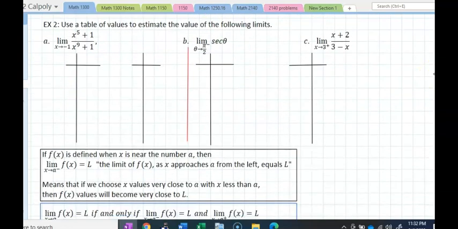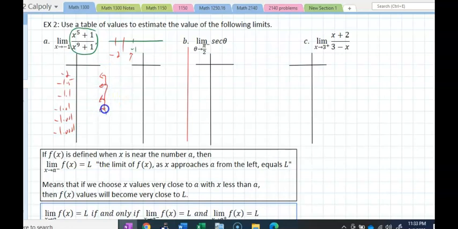If I look at problem example 2, the same deal. I have this function, and I need to pick values close to -1. Well, let's go from the left. -2, -1.5. Again, I'm getting closer and closer to -1 from the left. -1.1, -1.01, -1.001. Now, how many numbers do I need? I have to look at the y's. Once they start matching to so many decimals, I'm in good shape.